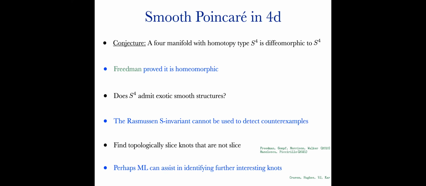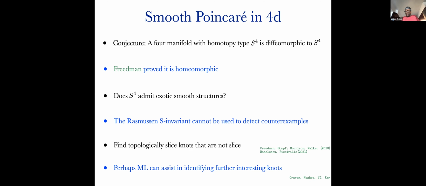One thing that we're looking at recently is applying these ideas to the 4-dimensional smooth Poincaré conjecture. The conjecture is that a 4-manifold with homotopy type S^4 is diffeomorphic to S^4. Freedman proved that it's homeomorphic. The next step is diffeomorphic. This is equivalent to asking whether S^4 admits exotic smooth structures. A particular invariant, the Rasmussen s invariant, which is related to Khovanov homology or Lee homology, can't be used to detect counterexamples.